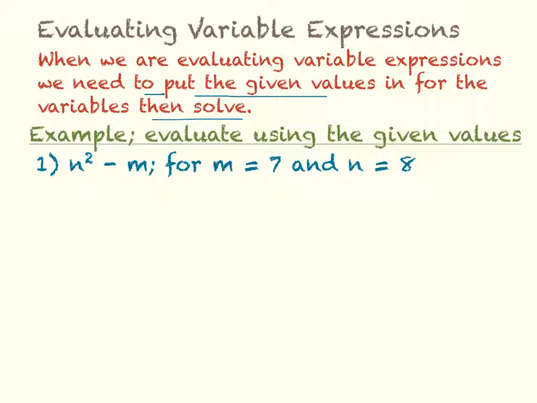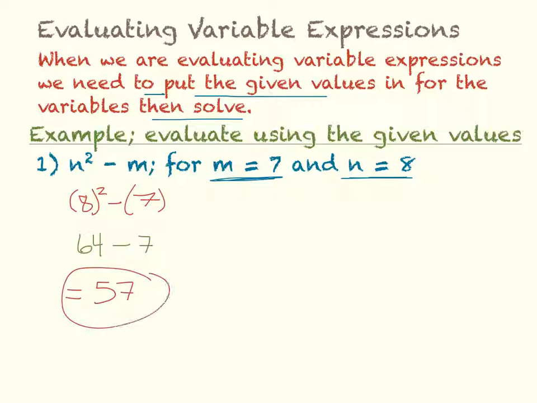So we have n squared minus m, where we know m is equal to 7 and n is equal to 8. So the first step is to put in our numbers. So n is 8, so I put in 8 squared minus my m, which is 7. And then at this point, it follows order of operations, so I have to do the square first. So I do 8 squared, and that would be 64 minus 7. And 64 minus 7 is 57. So your answer, 57.